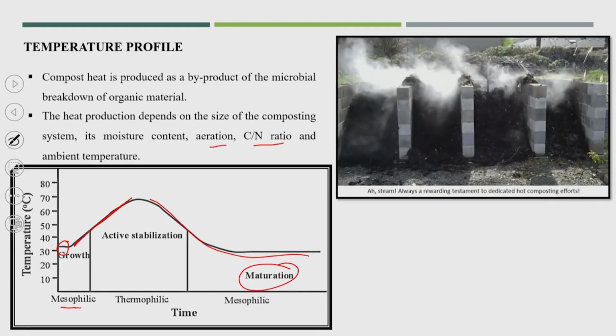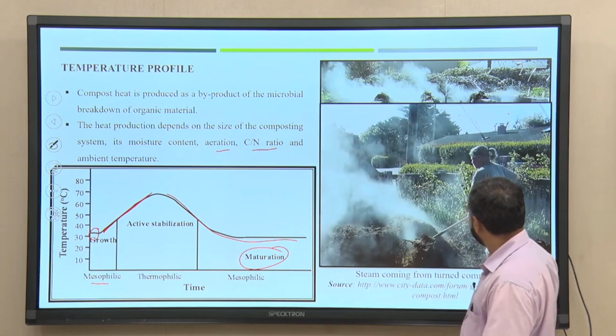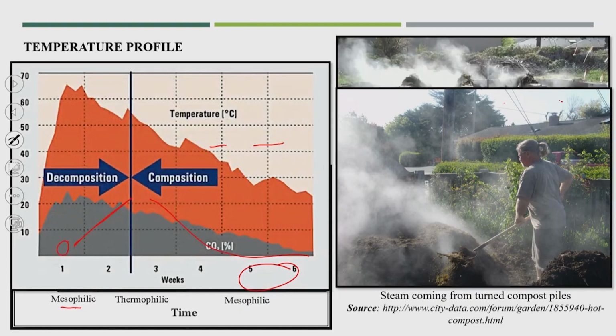You can see here this kind of steam. This steam is produced because of the thermophilic temperature, in a hot composting method. You see here, while turning the entire material, this turning is required for the aeration process, because the entire material should be under aerobic condition. Because of that, a lot of vapors are also coming out. And finally the temperature profile will be, initially the decomposition and finally the composition of the entire material. In that way we can understand.